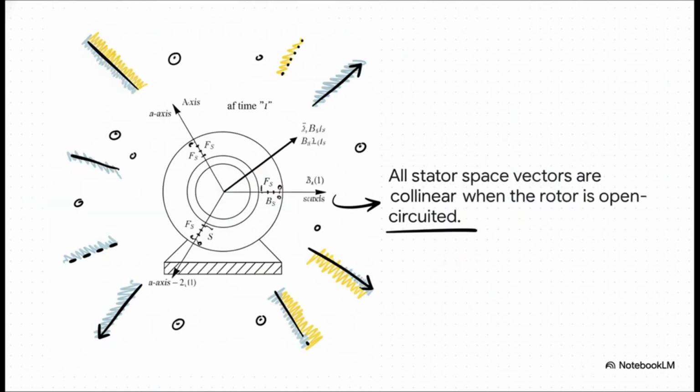Now, here's what's so cool. This diagram gives us a picture of the math. In our simplified world where the rotor is off, things are incredibly tidy. The vector for the stator current, the vector for the resulting magnetic field, and the vector for the flux linkage, they are all perfectly lined up. They're collinear, all pointing in the exact same direction. It's a nice, clean, direct relationship that we only get in this special case.